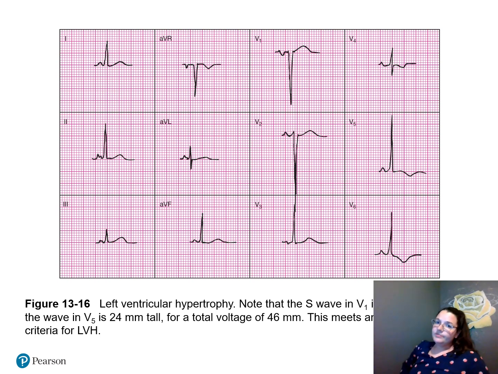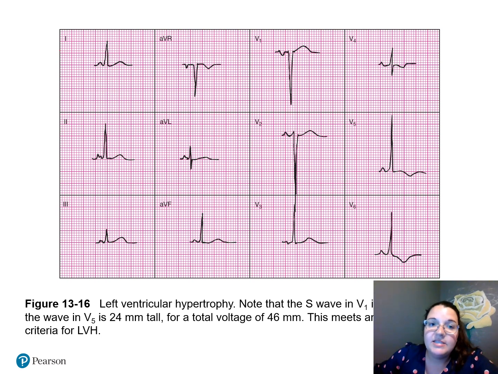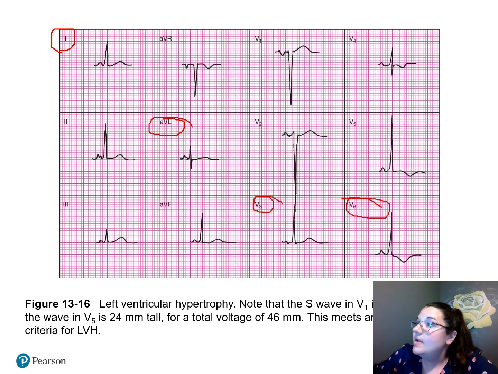All right. Again, what leads? I'm looking on the left side, right? My left side, I need to look at where do I see those tall R's? I should see them in lead 1. I should see a tall R in lead 1. I should see a tall one in AVL, V5, and V6. And then I should also see deeper than normal S waves in V1 and V2. Okay?